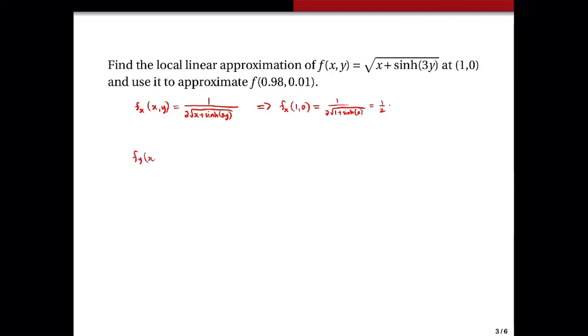Now f sub y of x comma y. We are now differentiating with respect to y. Same as before, we have 1 over 2 square root of x plus sinh 3y, and then by chain rule, we multiply by the derivative of x plus sinh 3y with respect to y. The derivative of x is 0, and the derivative of sinh 3y will be cosh 3y times 3. So let me just write it here: 3 cosh 3y.